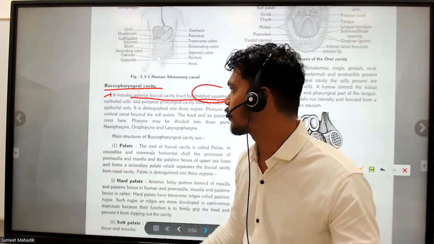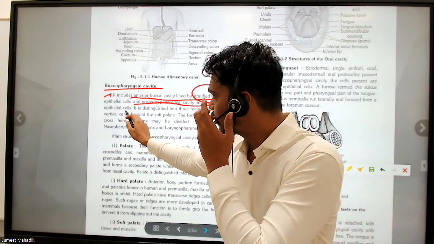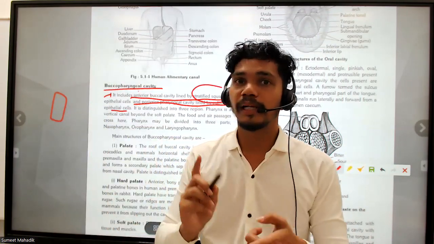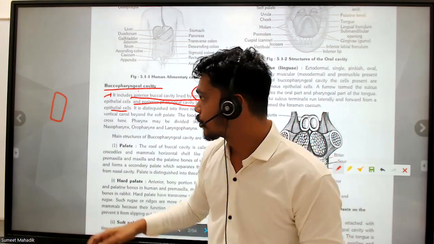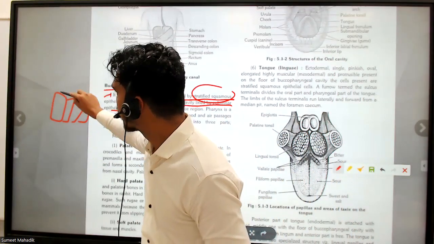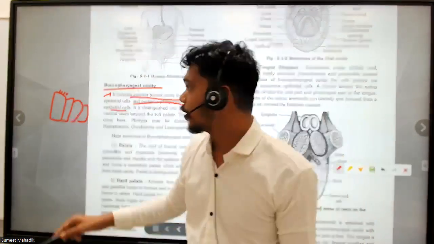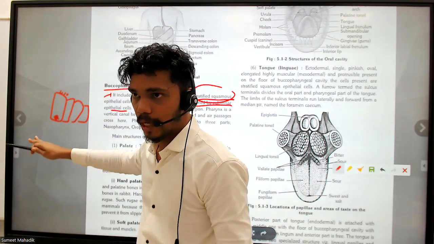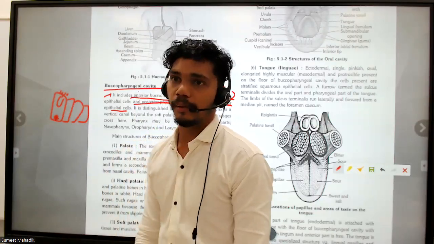The posterior pharyngeal cavity is lined by columnar epithelial cells. What are columnar epithelial cells? As I mentioned, today's lecture is about NEET, so I'm going to tell you in detail. These are the columnar cells. Cuboidal cells are cube-like; columnar cells are taller, with the nucleus at the base. So they have space for goblet cells for secretion.